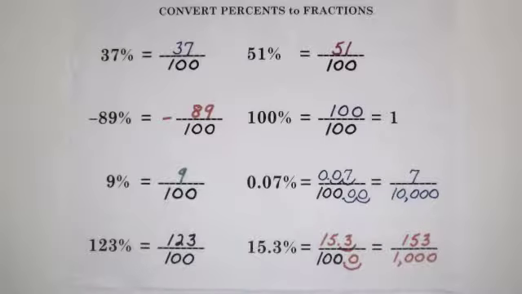Let me show you how to quickly and easily convert percents to fractions. Let's look at this first example, 37%. Percentage is based on a total of 100. In fractions, the denominator tells you how many total parts make a whole. So we represent the percent sign in the denominator as 100.